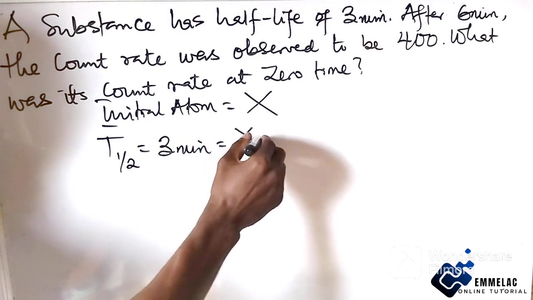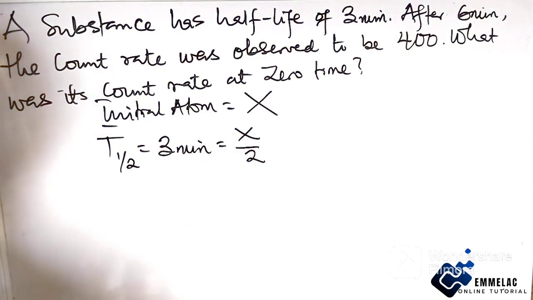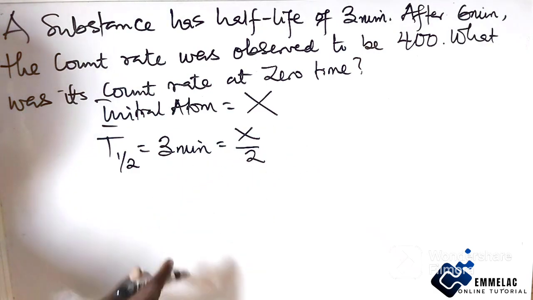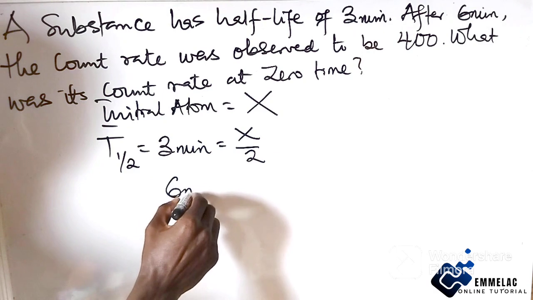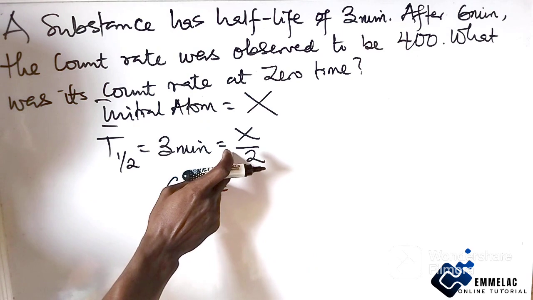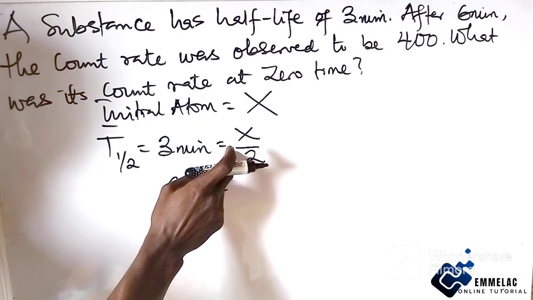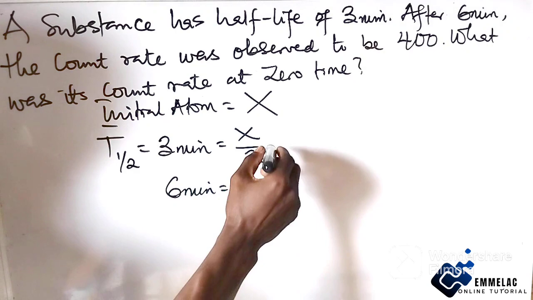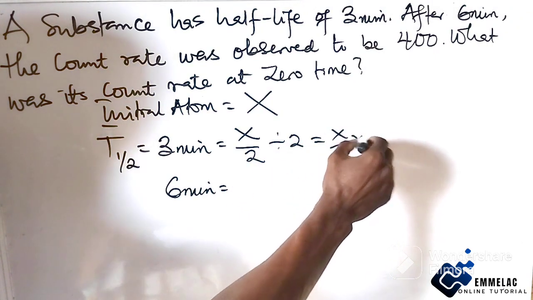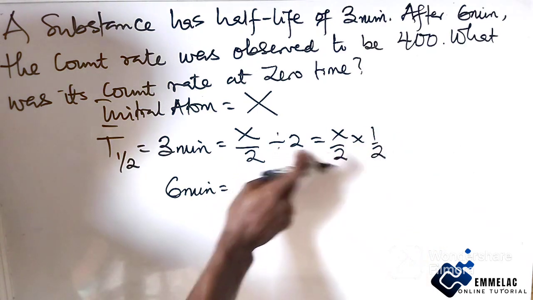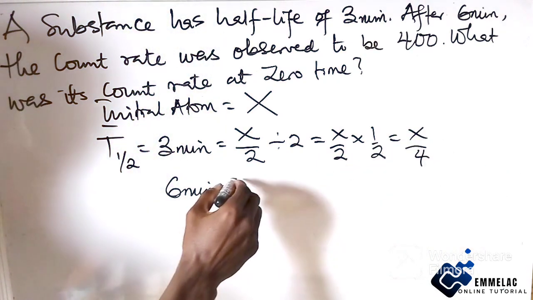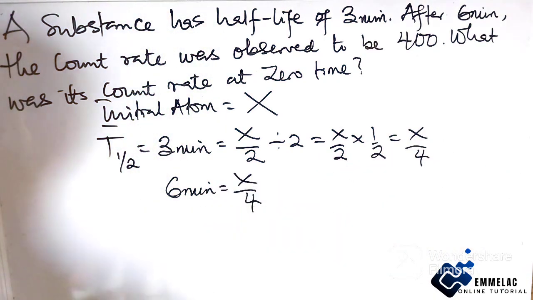So here we have x over what? 2. So the count rate remaining now after 3 minutes is what? X over 2. Now by 6 minutes, the number of counts, or probably the number of atoms remaining after 6 minutes, will now be this also divided by 2, which will give us x over 2 times 1 over 2. That's x over what? 4. So here we have x over 4. Right?